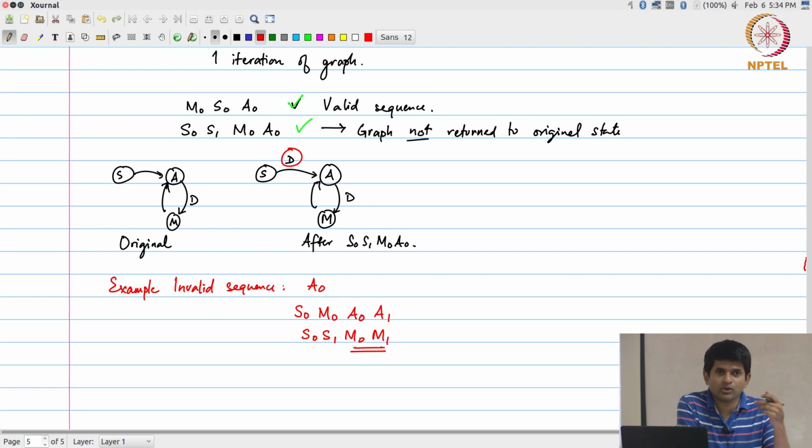Now, why is this useful? We will get to it later when we start talking about scheduling data flow graphs onto various kinds of hardware.